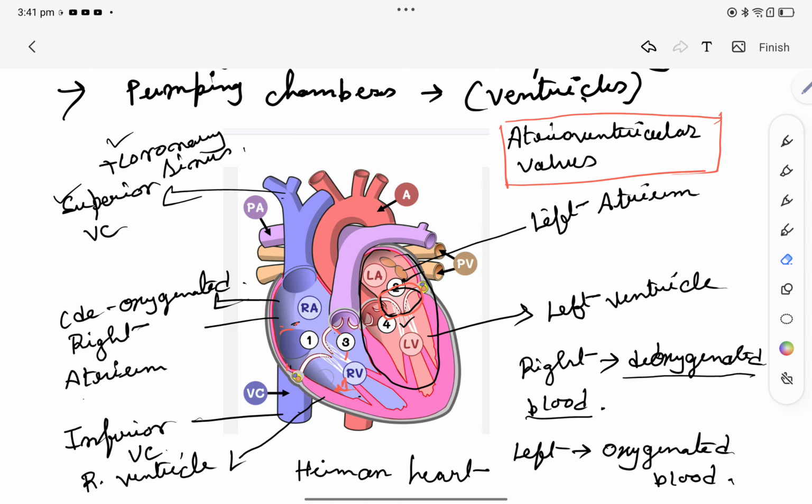It means blood will never go upward. Blood will never go upward. Okay, so that is the function of these atrioventricular valves.